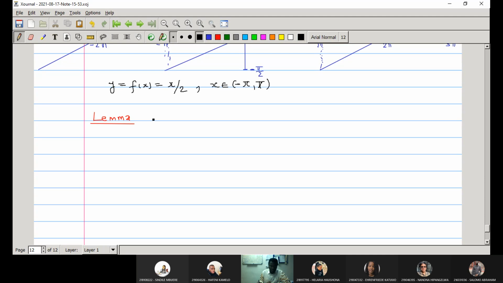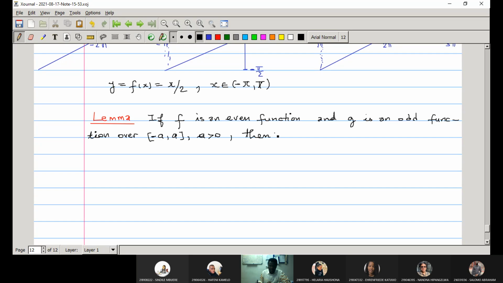Okay. So if f is an even function, and g is an odd function, over an interval negative a to a, where a is positive, so it's centered at 0, like this.